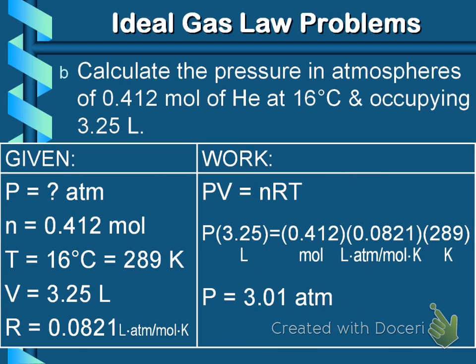So here's my solution. This is on a PowerPoint type solution, so I don't have it quite set up the way I did before, but I've plugged all the numbers in. If you take 0.412, 0.0821, and 289, multiply them by each other and divide by 3.25, the answer you should have gotten was right around 3 atmospheres, 3.01 atmospheres. So basically, if you know the amount of gas and you know your other conditions, you can calculate the pressure on the inside.